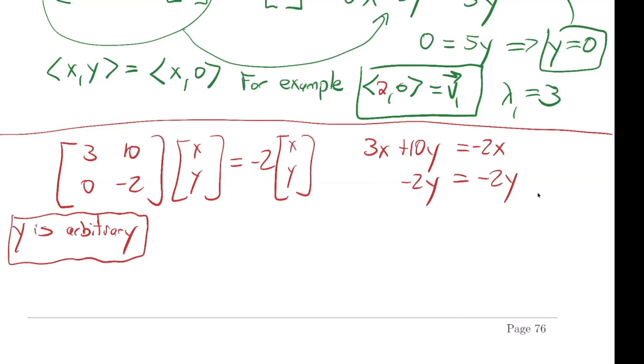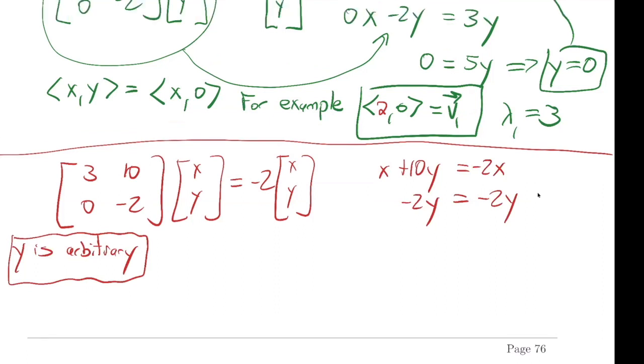Plugging that into this equation, basically, this equation really doesn't tell me anything, right? This is going to be true no matter what we pick for x and y. So it's really this equation which is going to give us the relationship between x and y. So leaving y arbitrary, in the top equation, we would get something like 10y is equal to -5x. So this tells me that y is -1/2 x.